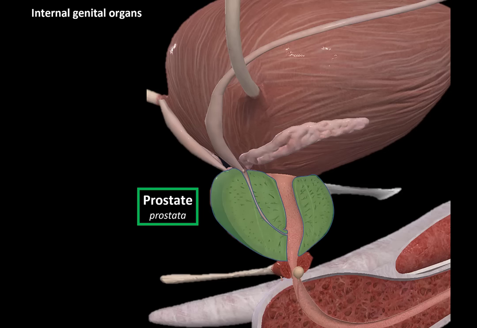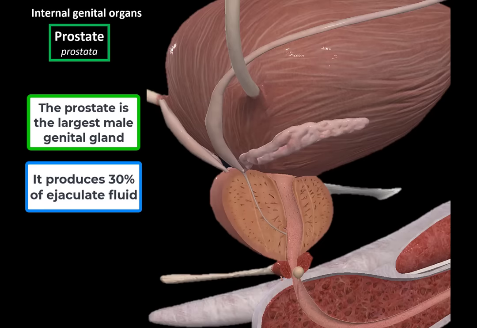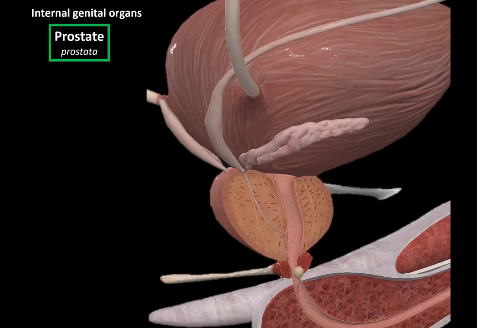Awesome. Let's now continue to the next segment and talk about the prostate. Now, the prostate is the largest male genital gland, and it produces roughly about 30% of the ejaculate fluid. It is located subperitoneally, so under the peritoneum, and also inferior to the urinary bladder. The urethra goes through the prostate along with the paired ejaculatory ducts.